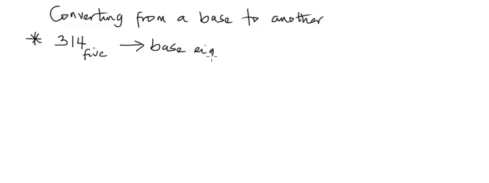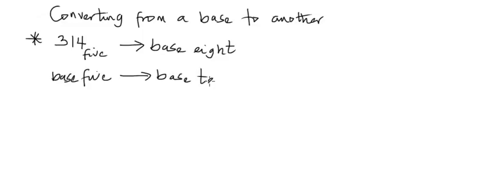So how do I do this? The first thing I need to keep in mind is I cannot just convert from base 5 to base 8. No. There must be an intermediate or an intermediary. For me to convert from base 5 to base 8, first I need to convert from base 5 to base 10. Then whatever I get in base 10, I convert to base 8.